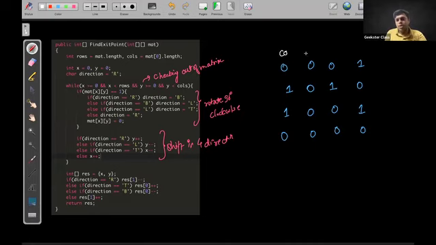Let me write, this is column 0, this is column 1, this is column 2, this is column 3. This is row 0, row 1, row 2, row 3. So we are starting from the top left corner, 0, 0. And initially the direction is right according to the problem. This I am not defining; this is according to the problem.